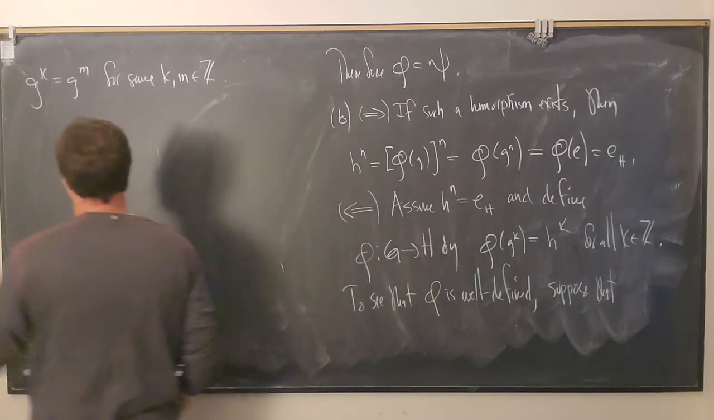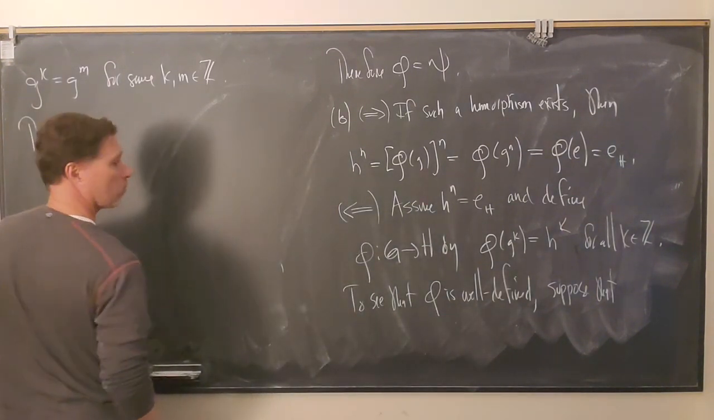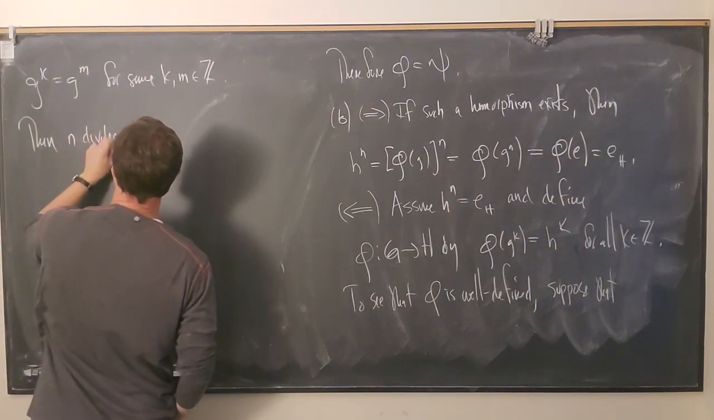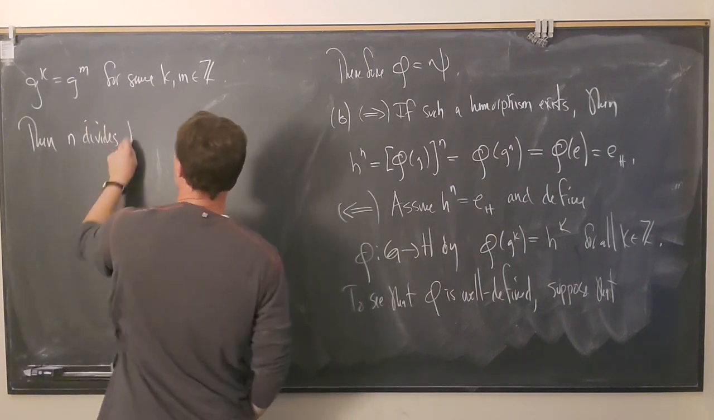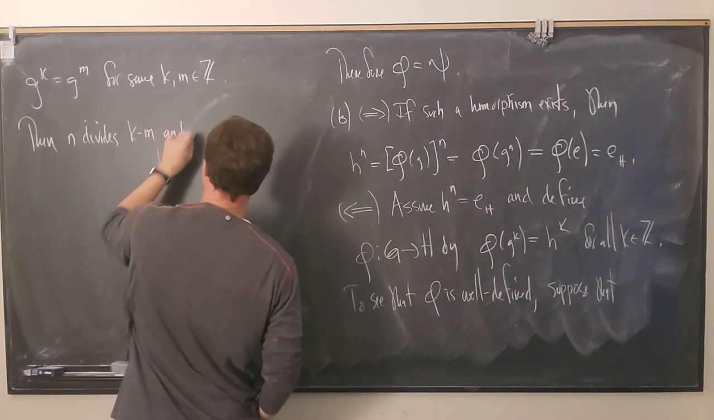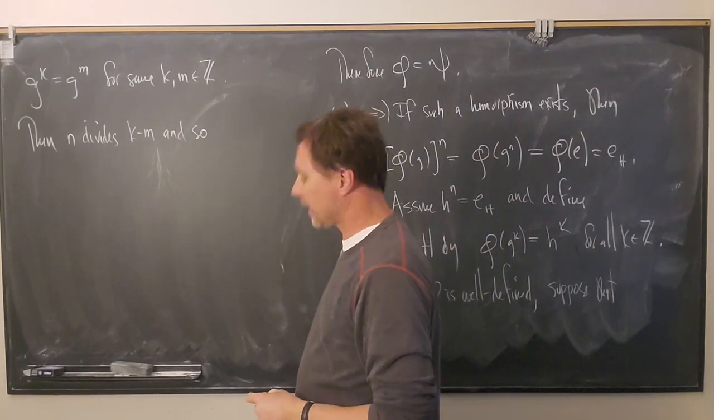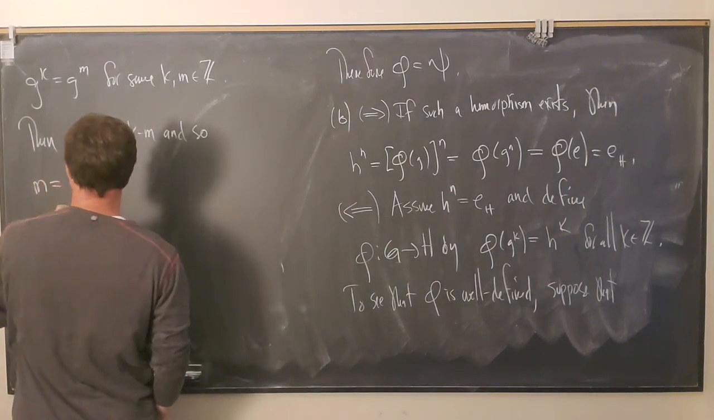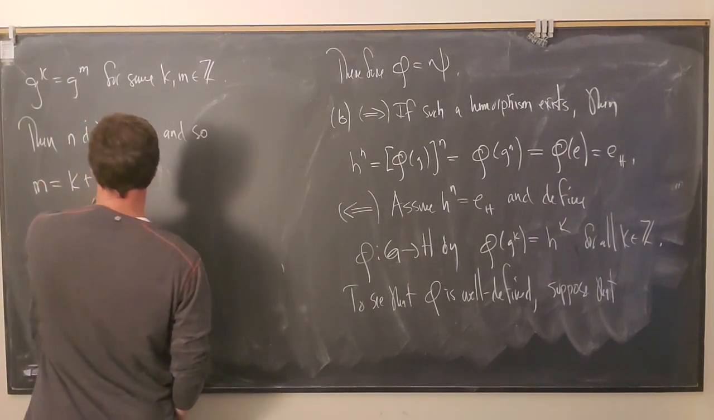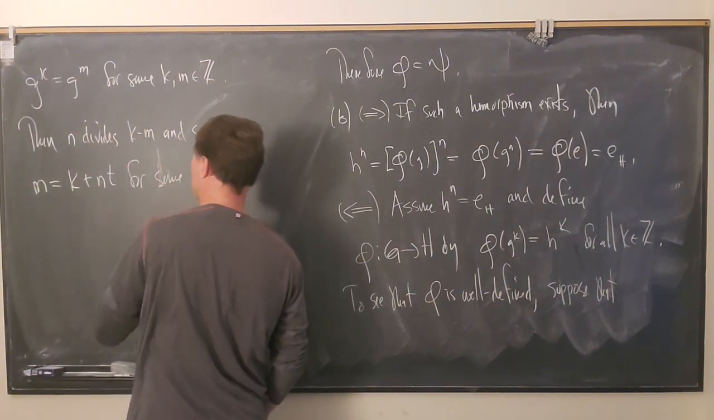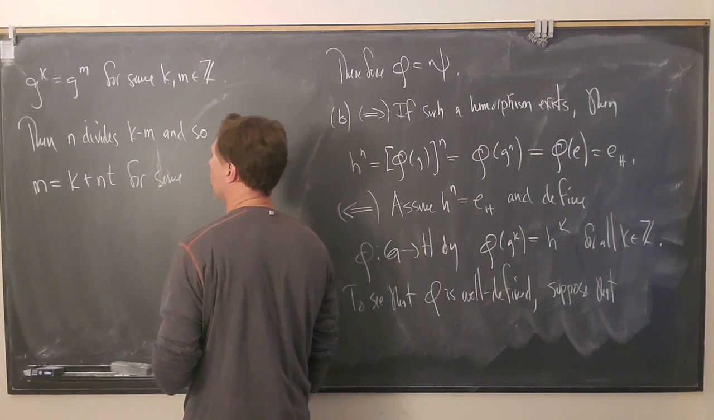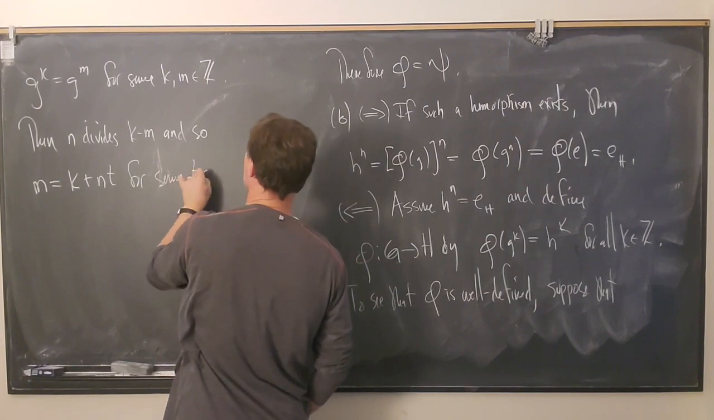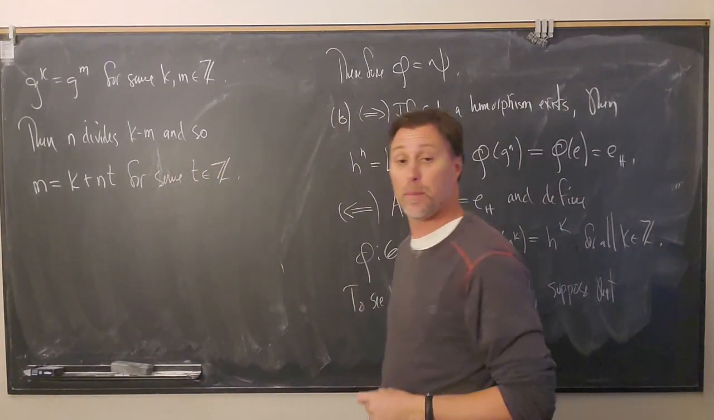then what that means is that n divides k minus m, and so m is equal to k plus n times t for some t in Z. Right? Their difference has to be a multiple of n.